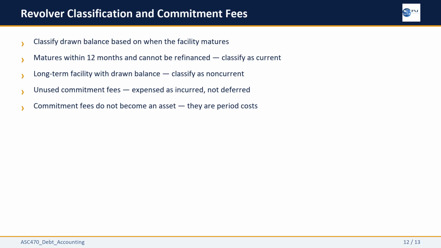Second, commitment fees. Most revolvers charge a fee on the undrawn portion. You pay to keep the line available even when you are not using it. The surprising part is that these fees are not deferred or capitalized. They are expensed as incurred. They are period costs, full stop. Do not let anyone tell you they should be treated as additional issuance costs.